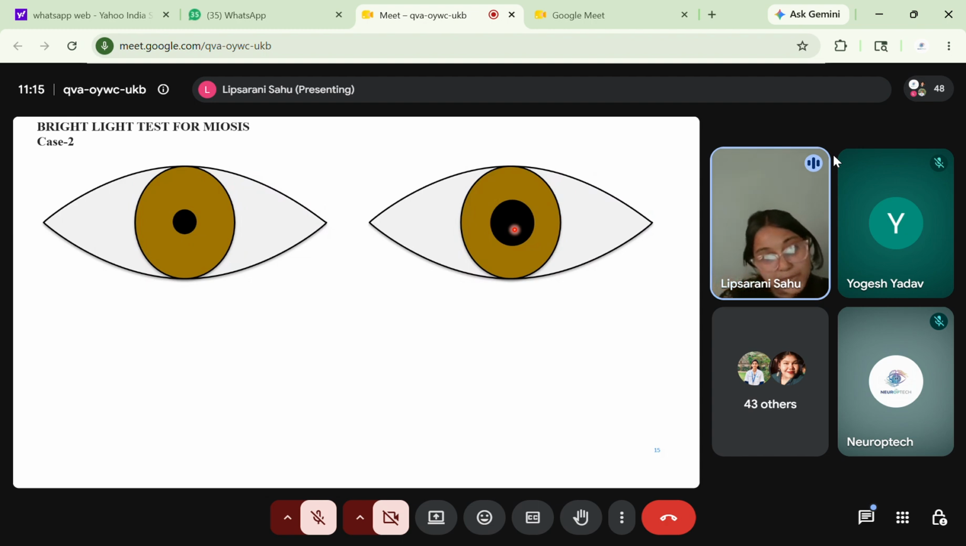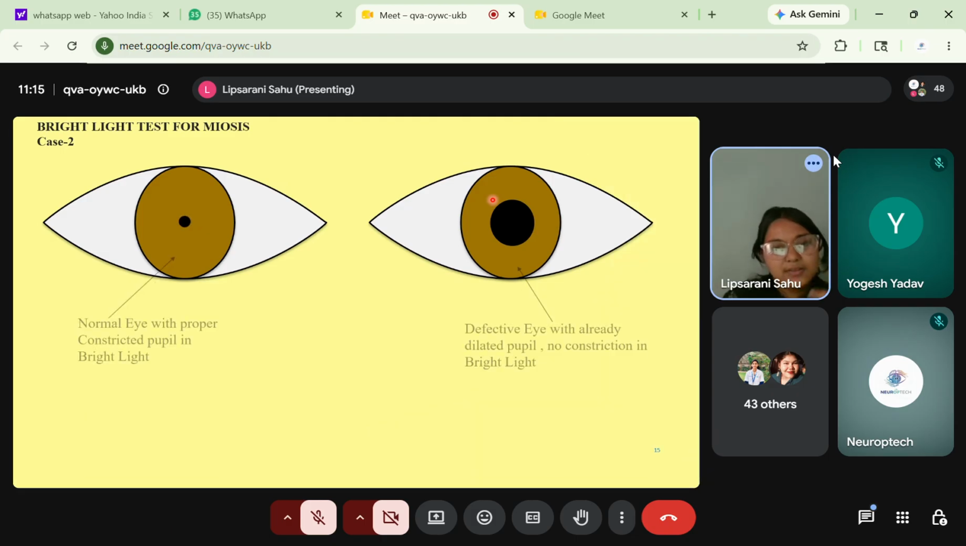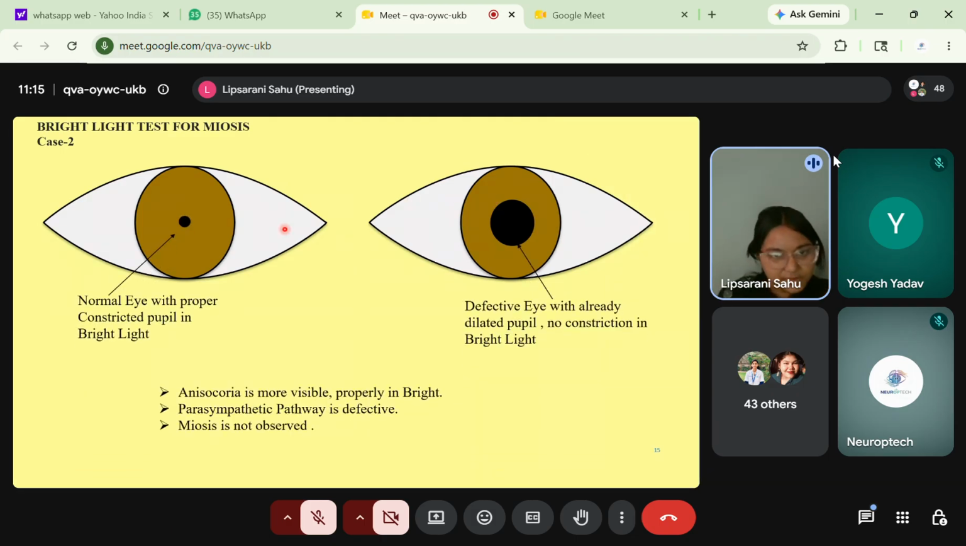So miosis is observed on the defective eye. In case 2, we are observing that this pupil is smaller than the left pupil. Here the pupil is properly constricted in bright light, but here the pupil is already dilated, and there is no constriction in bright light. From this we can conclude that anisocoria is more visible in bright light, but here the parasympathetic pathway may be defective, that's why the miosis is not observed.